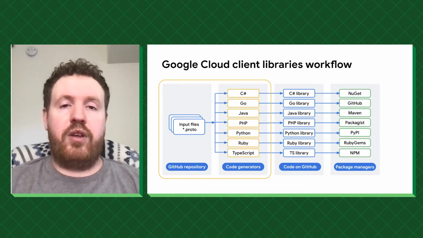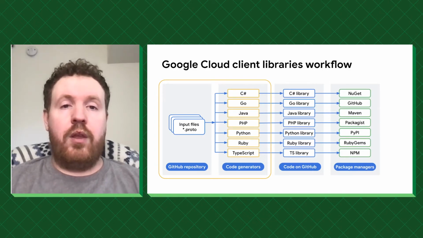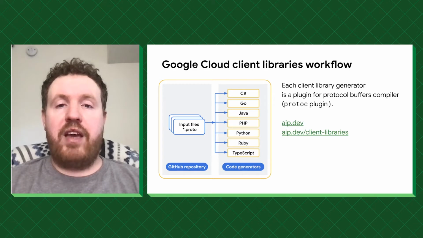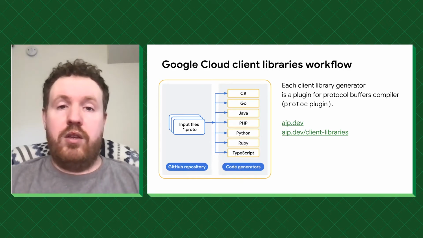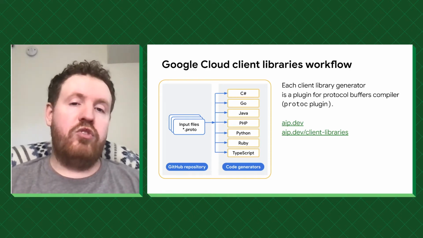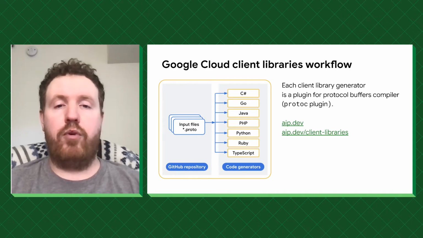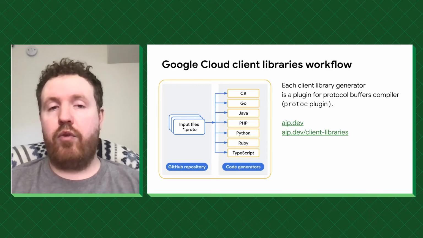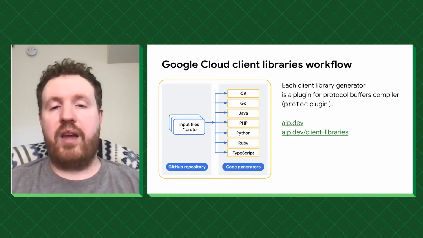There is a separate code generator for each of the 7 languages we support. Each generator takes an API definition as an input, and those definitions are in protocol buffers format, published on GitHub. So technically, each client library generator is a plugin for protoc, the protobuf compiler. I won't go deep into the client library specifics here. Please check out aip.dev for information about our standards for proto definitions and aip.dev/client-libraries for the client library generators.